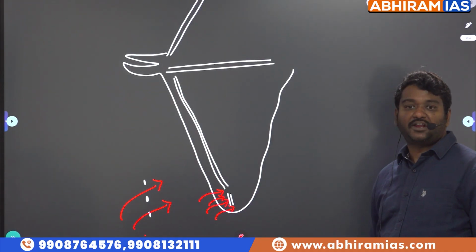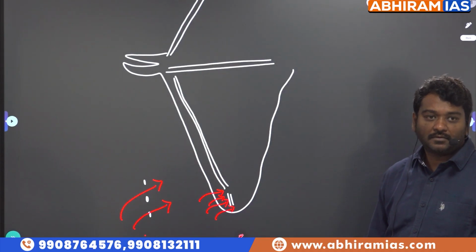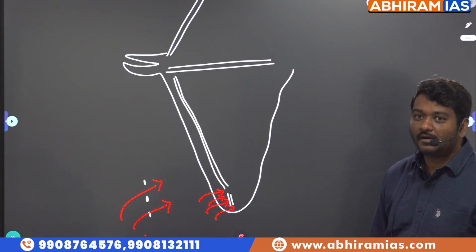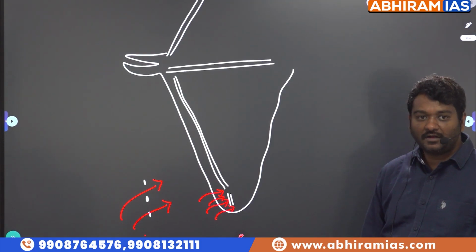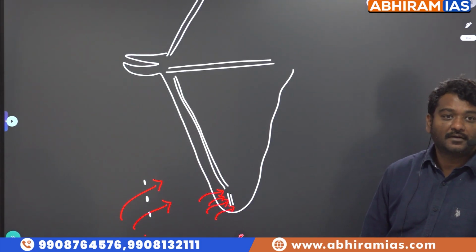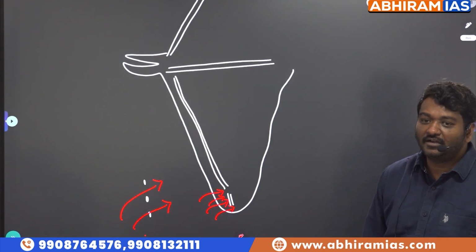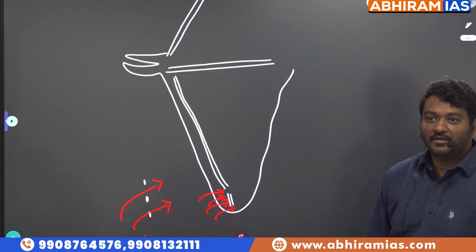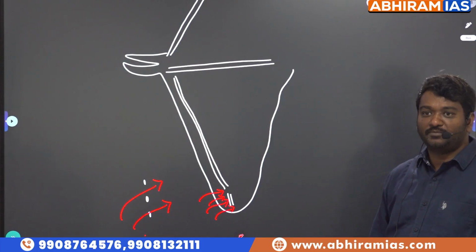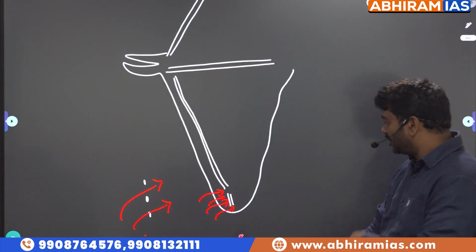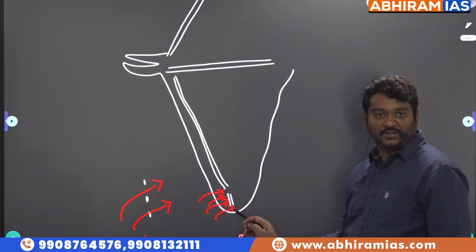Which mountains are in between Kerala and Tamil Nadu? Western Ghats. Which are the names of that? Below Nilgiris, what do you have? Annamalai and Cardamom. Okay? Annamalai and Cardamom. Which is the southernmost hills of India? Cardamom Hills. Okay? So here, Annamalai and Cardamom will be there.